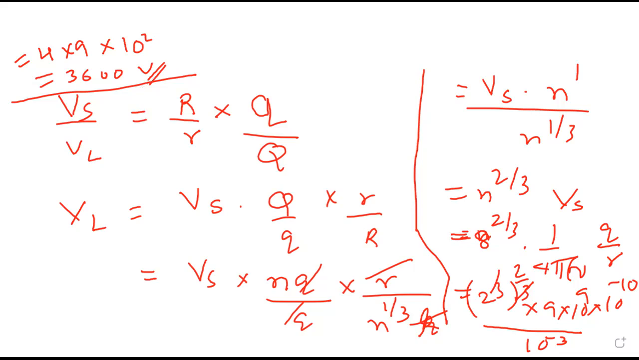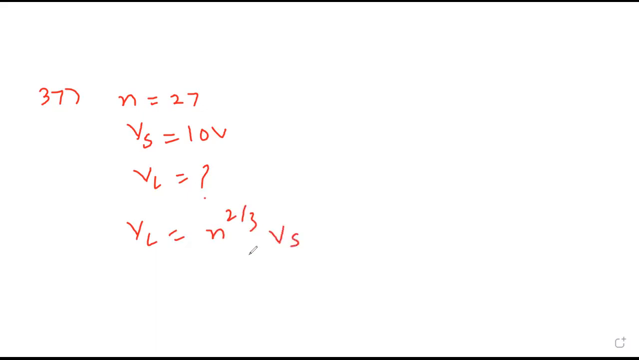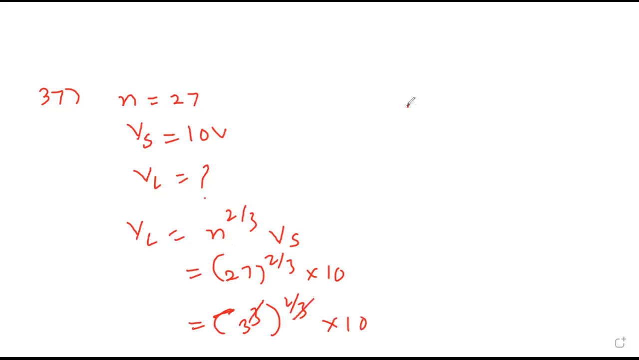Answer. Next one. 27 identical droplets are charged to the same potential. That means each smaller one is 10 volt. What will be the potential if all the droplets combine to form a bigger drop? So V of large is n raised to 2 by 3, V of small. 27 raised to 2 by 3 into 10. So 3 raised to 3, raised to 2 by 3, into 10 equals 3 square into 10, 90 volt.